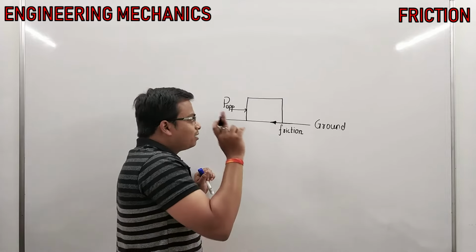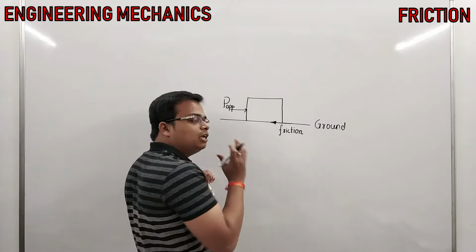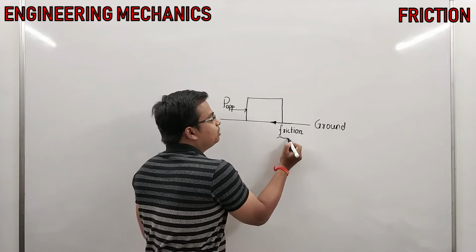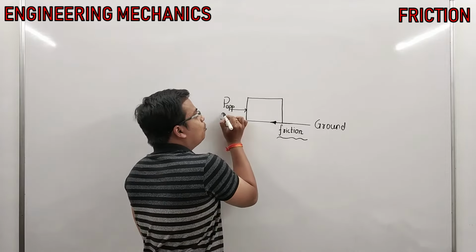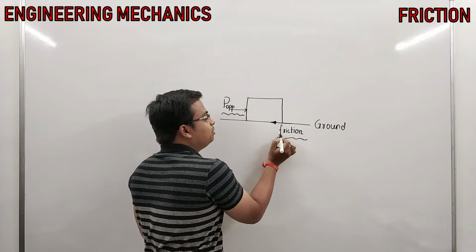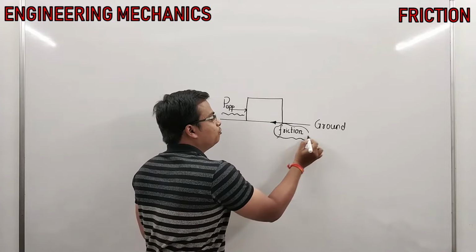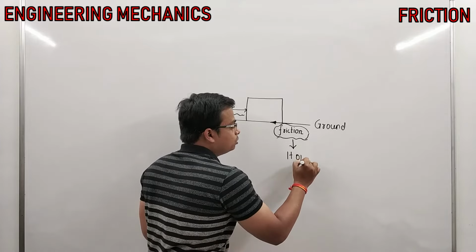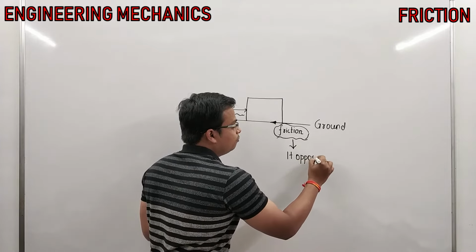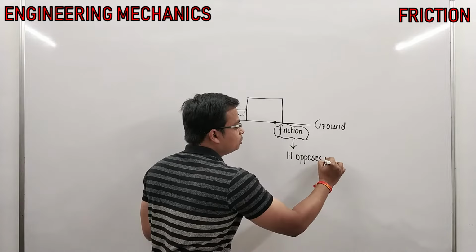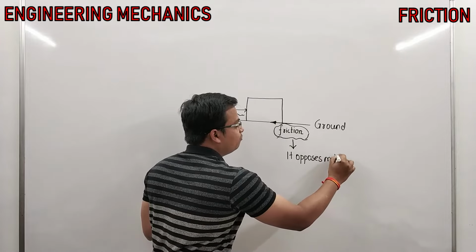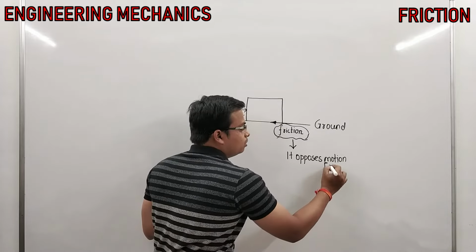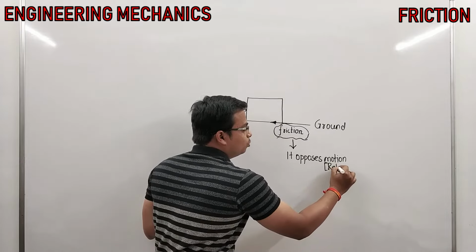So that clearly means that for a certain span of time, there is a certain amount of force acting which opposes this applied force, and basically this is what is known as the friction force. Let me just write this as it opposes motion. What is friction? Friction is the force which opposes motion, or to be very precise, this is what you call relative motion.